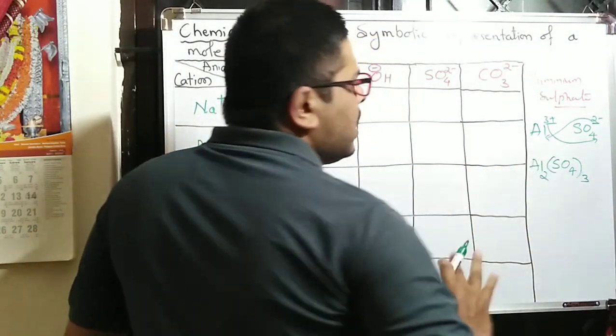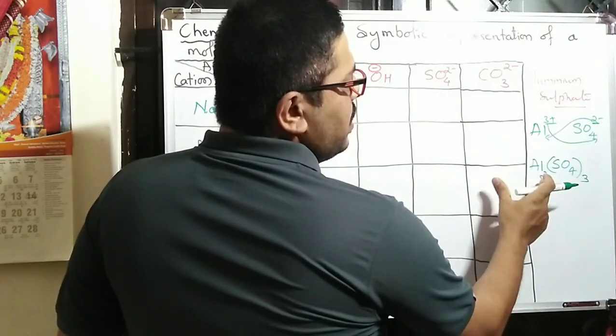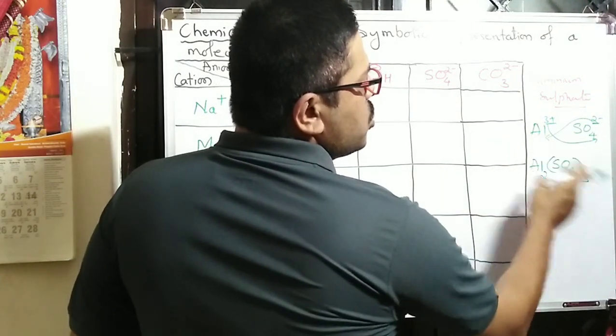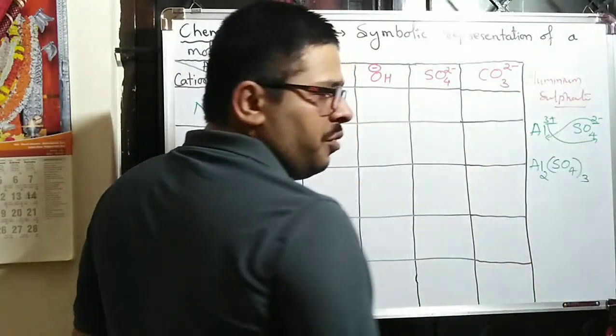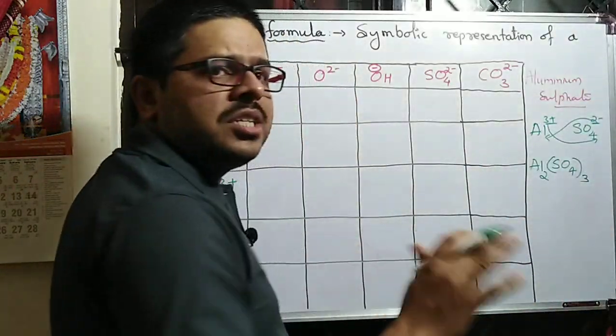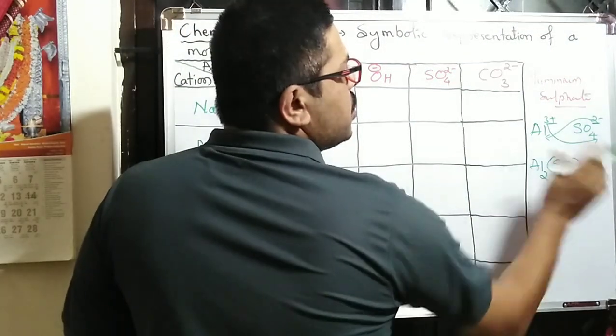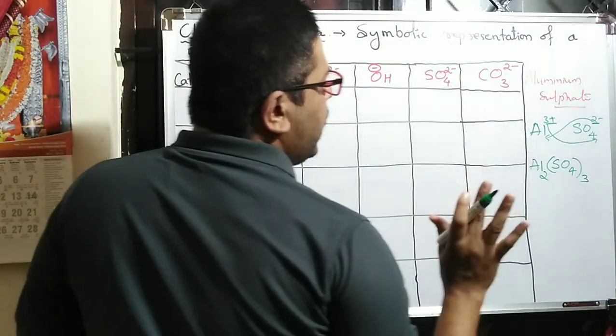See, nomenclature is very simple. You just say aluminum, you just say sulfate. So aluminum sulfate formula is not AlSO4, Al2SO4, or AlSO4 thrice. All these formulas are wrong. Only Al2(SO4)3 is correct. I hope you understood why it came.